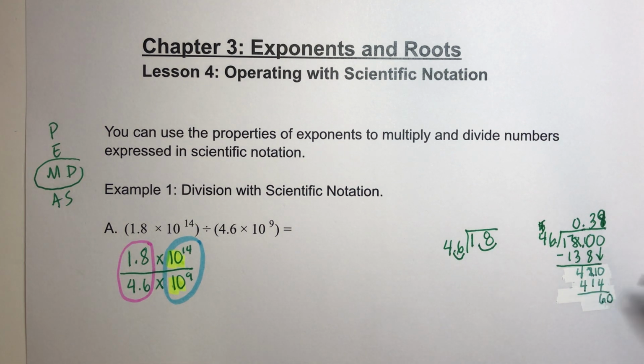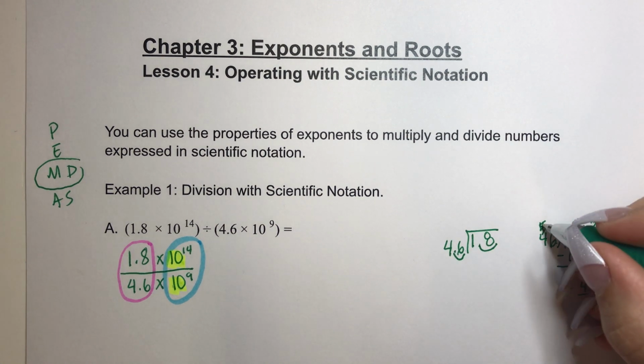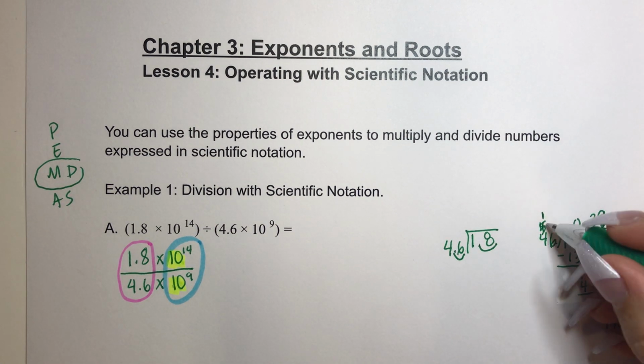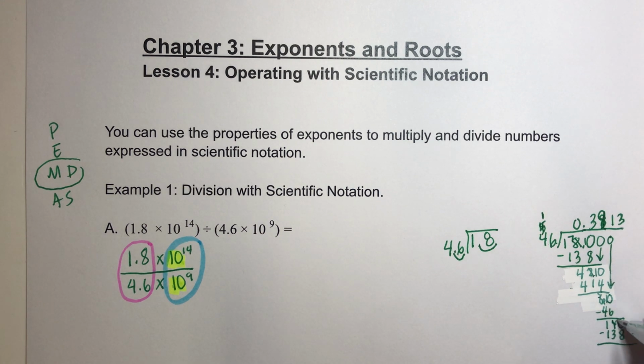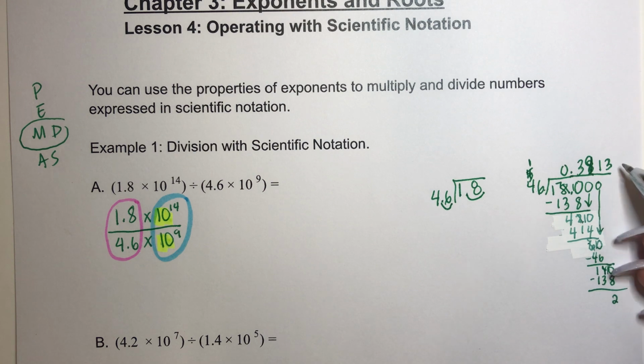And 46. Oh, I dropped that 0 down, didn't I? 46 goes into 60 one time. And we would subtract. That would be 5, that would be 1. Does it go in 3 times or 2 times? Maybe 3. 3 times 6 is 18. 3 times 4 is 12, plus 1 would be 13. Okay, subtract, and that's it. Remainder of 2. So I think I'm going to just stop right here.